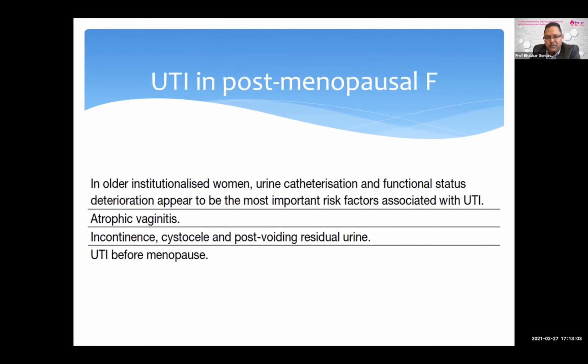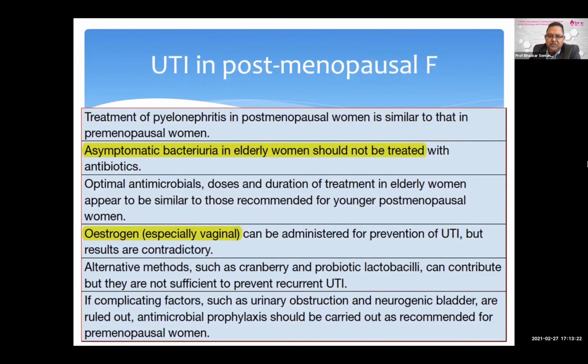What about post-menopausal females? It is much more common in institutionalized women, especially with catheters, or if they've had a functional decline. Atrophic vaginitis is quite closely associated with it, and other things that increase your post-void residual urine. In these, asymptomatic bacteriuria in the elderly should not be treated. However, you can try topical estrogens, etc., which can be helpful.